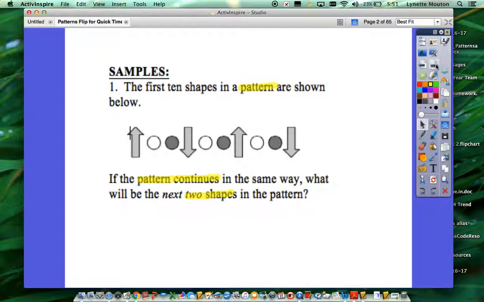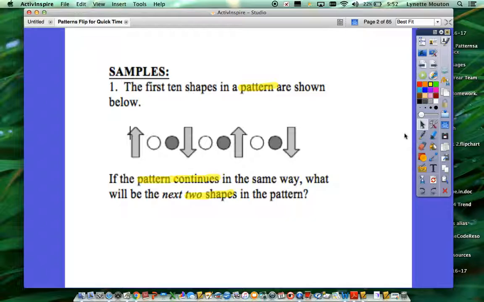The first sample you have in your notebook is the one that appears below. It says the first 10 shapes in a pattern are shown below. Remember to always annotate your questions first so you'll understand what they're looking for. If the pattern continues in the same way, what will be the next two shapes in the pattern? Remember we said an easy way to look and see what's going on in the pattern is to describe it using letters. They're only looking for the next two shapes, so we don't have to go too far.